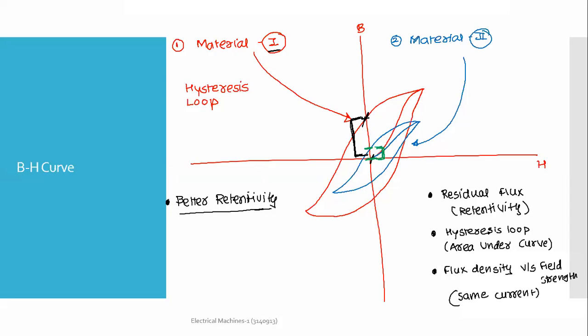Okay, what about hysteresis loss? Which material will have more hysteresis loss? Where the input energy given will be converted into heat energy in which material? Material 1 or material 2, area under the curve? Material one. Material 1 has higher loss? Higher, sir. Yes, so this has a low hysteresis loss.